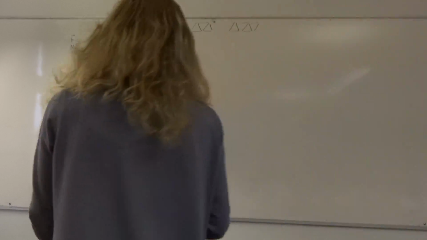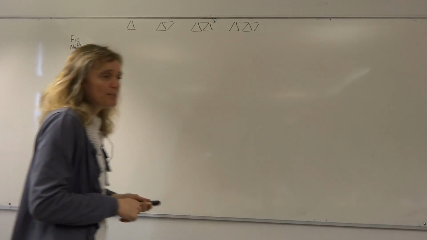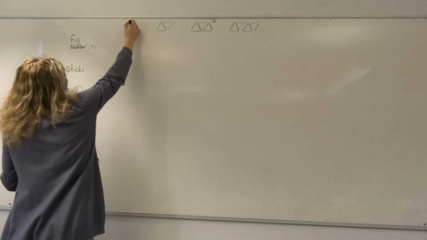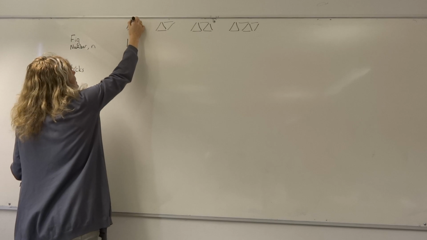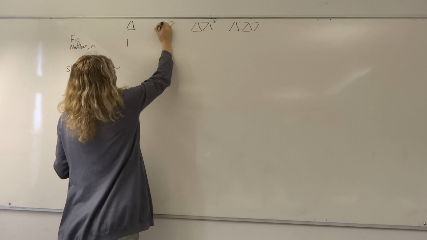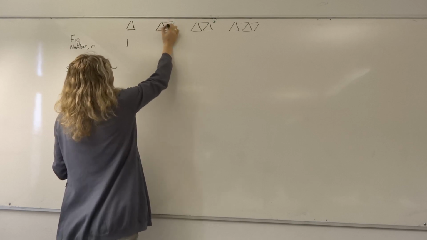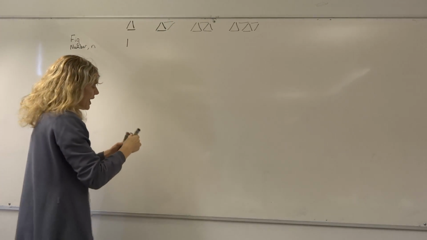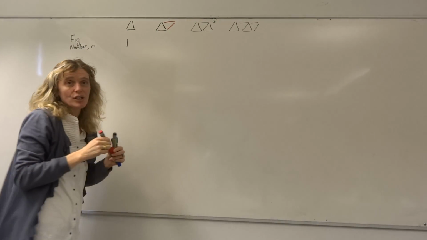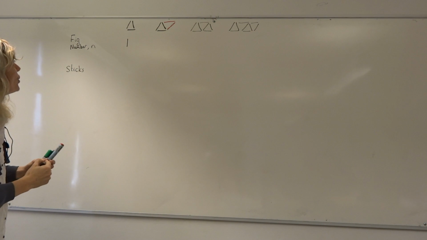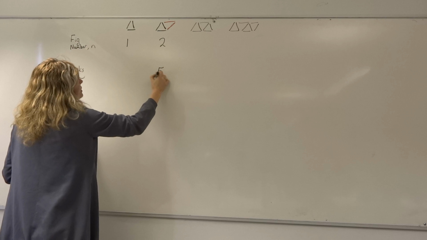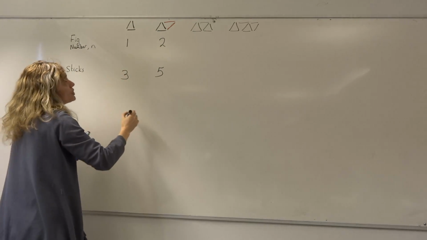So we have some matches here that have been put together, and we call the first figure number 1, and we can see that there are 3 matches. Then we've kept the first 3 the same, and next time around we've added another 2 matches. So figure number 2 has 5 matches. Figure number 1 had 3 matches.